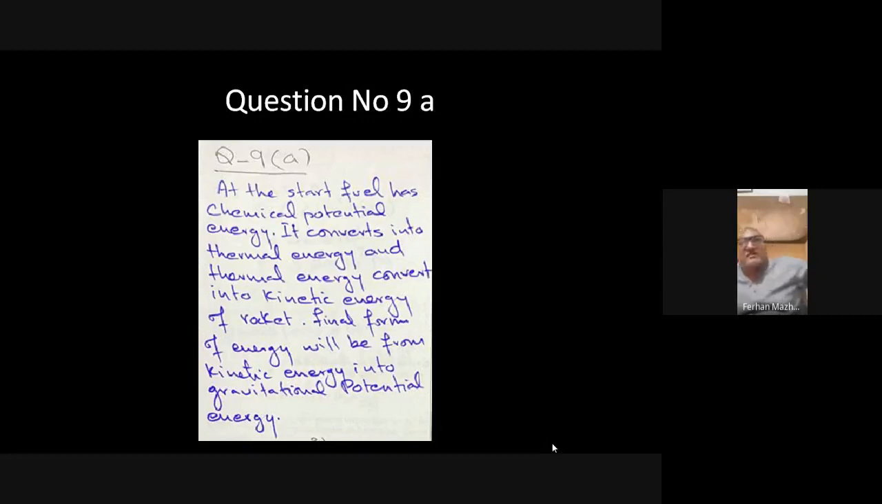So at the start, there was chemical potential energy in the fuel. The fuel started burning, so the thermal energy is given out. The hot gases push the rocket upward, so the thermal energy converts into the kinetic energy, and then the rocket goes up, and the rocket gains the gravitational potential energy. So very simple thing, but it is of 4 marks.